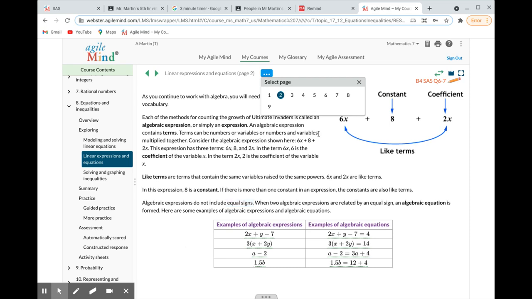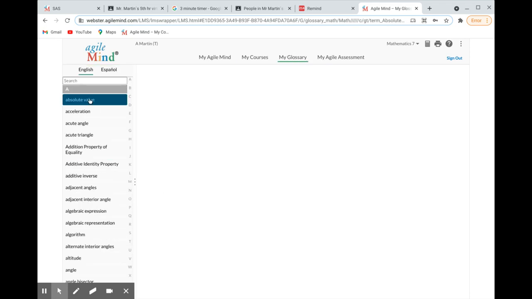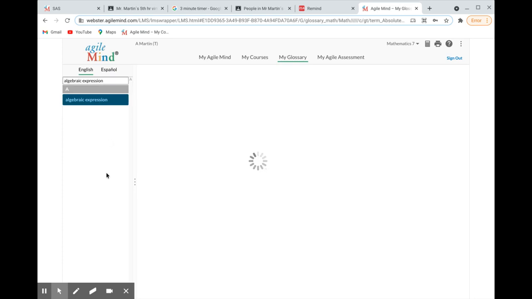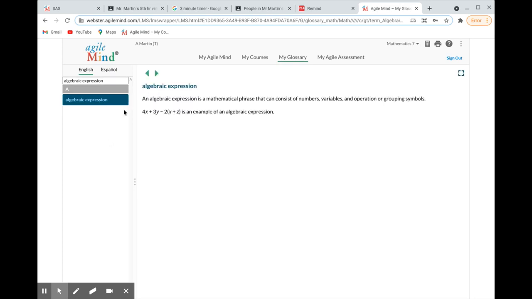Okay, so we were supposed to get 3 definitions here. The 3 definitions we were supposed to get was an algebraic expression, right? Yes, sir. All right, so we're going to click on my glossary. We'll put that in here. We'll make sure we write this down. Miss Angel?